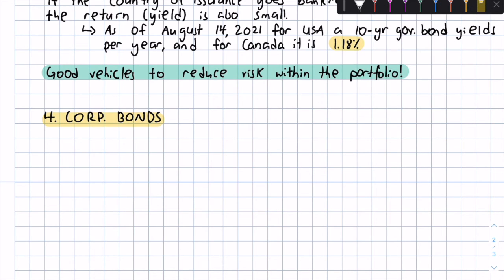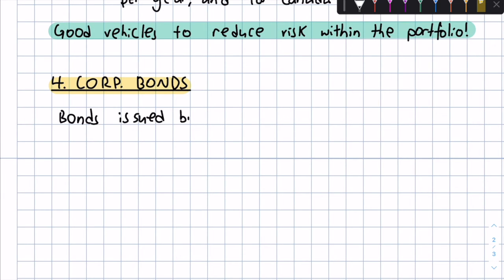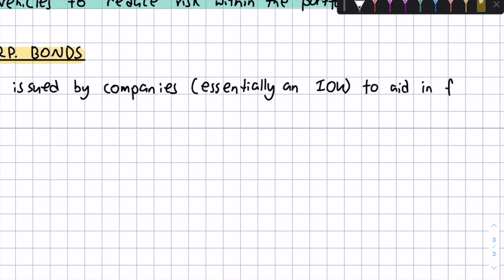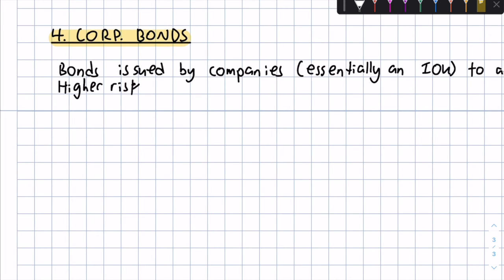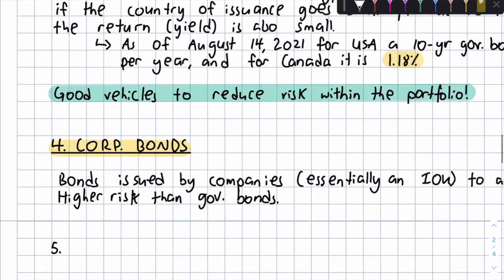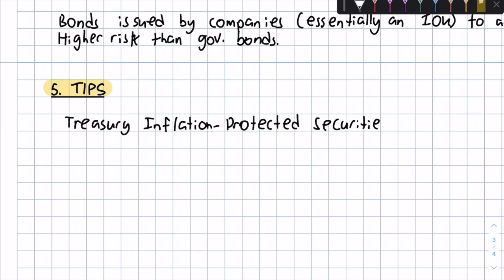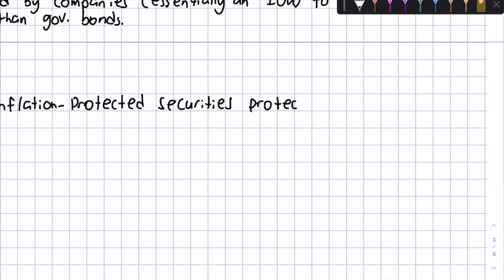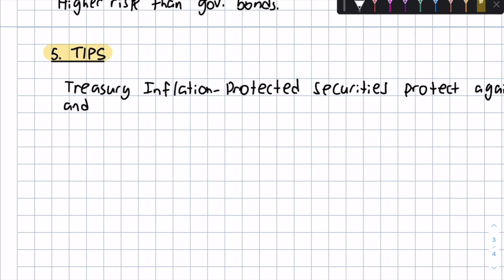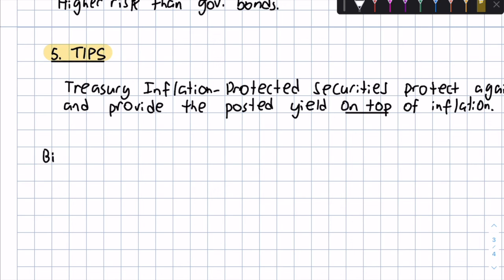Corporate bonds, on the other hand, are the next asset class, and they're very similar to government bonds, but they are for individual companies instead of the government. They're essentially an IOU, which means the company owes you money, and it's to aid in funding, and they're generally higher risk than government bonds. The last one is TIPS, or Treasury Inflation Protected Securities, and these protect against inflation and provide the posted yield on top of the inflation value. This is what we covered before, and it's exactly what we want, because we get that yield and we don't have to pay for inflation.